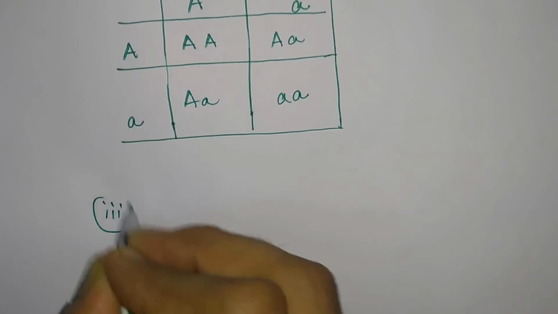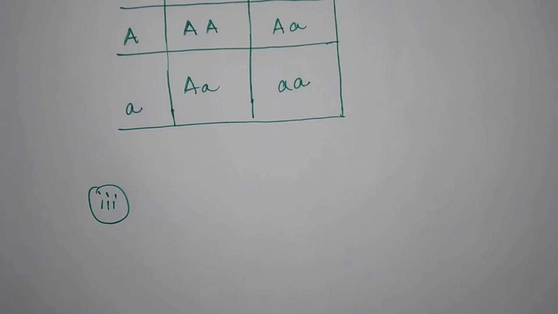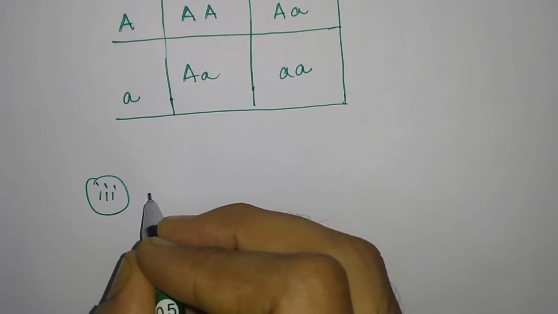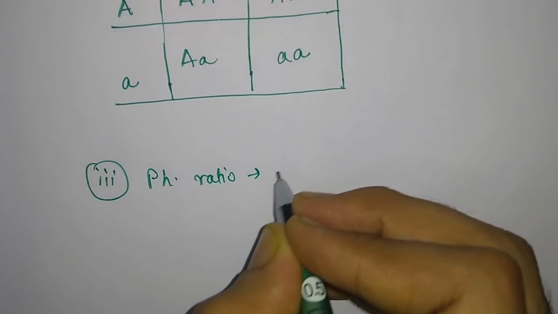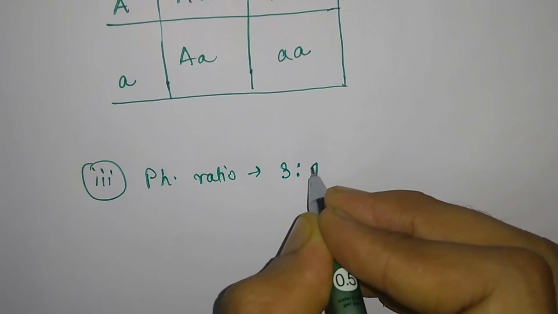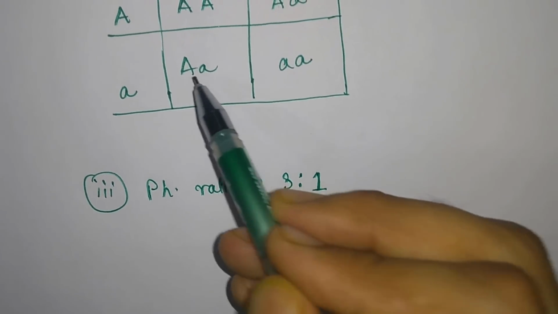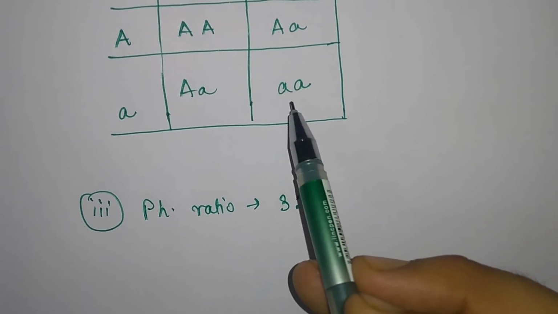Question number 3. We have to state the phenotypic ratio and the genotypic ratio of the above cross shown in 2. So as you can see, the phenotypic ratio will be 3:1. What is phenotype? That means the external appearance. So we have capital A over here, capital A and capital A. So all of the 3 will be axial and this will be terminal.